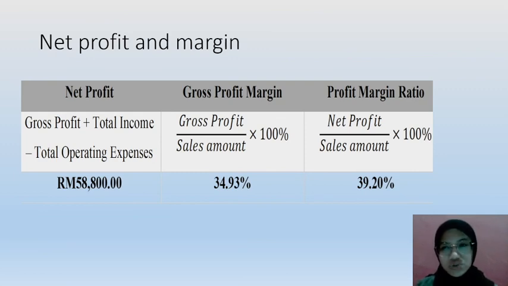Then the last one is I would like to explain the profit margin ratio. Profit margin ratio is the profit that we get for our whole product. For this project, we use around 50 products, and to find the profit margin ratio, we use the formula of net profit per sales amount times 100%. And for our project, the profit margin ratio is around 39.20%.